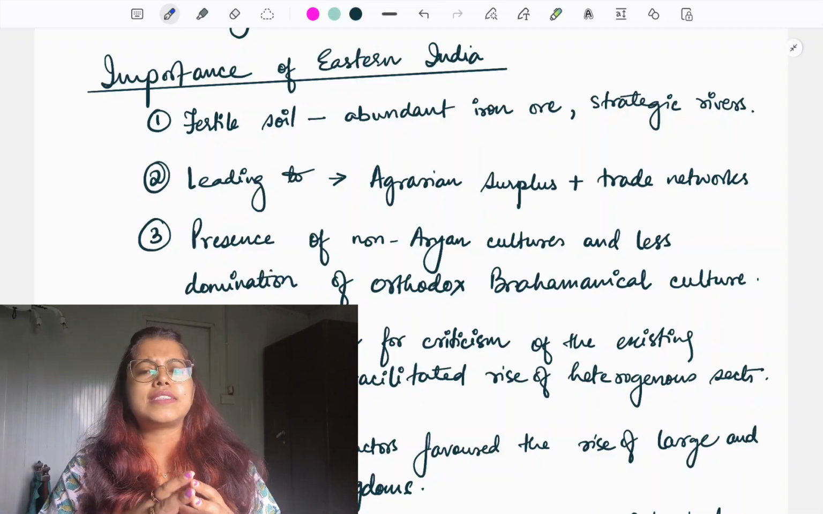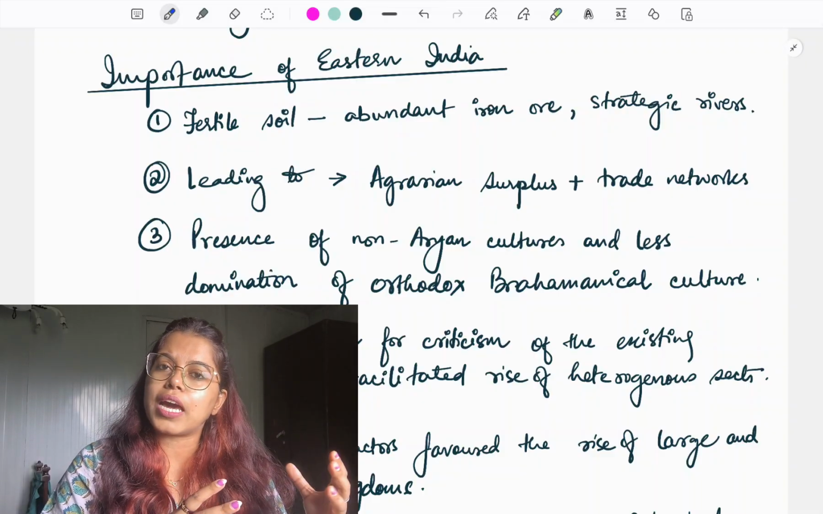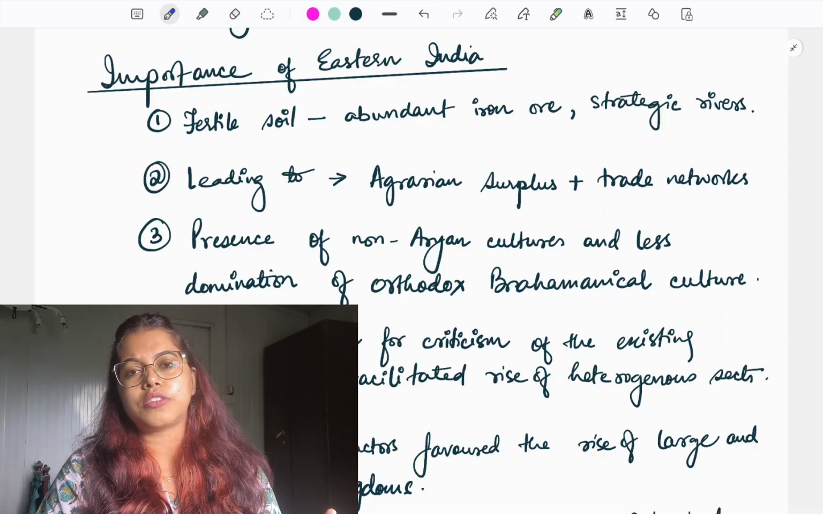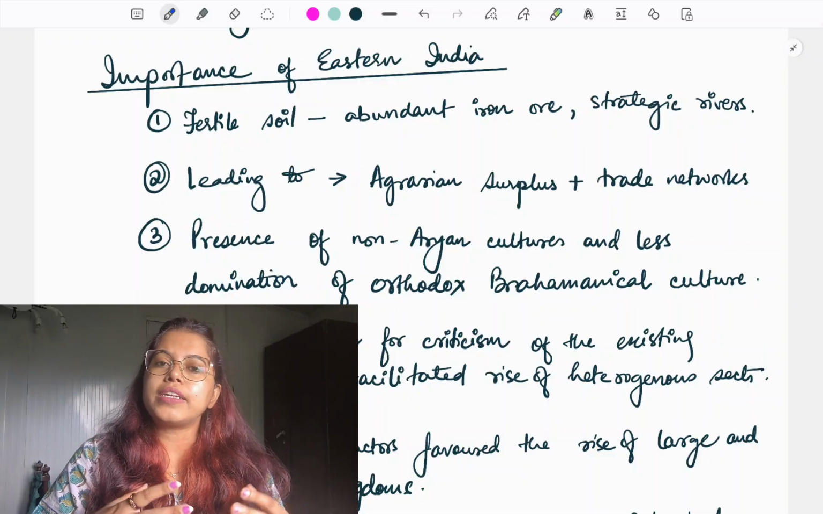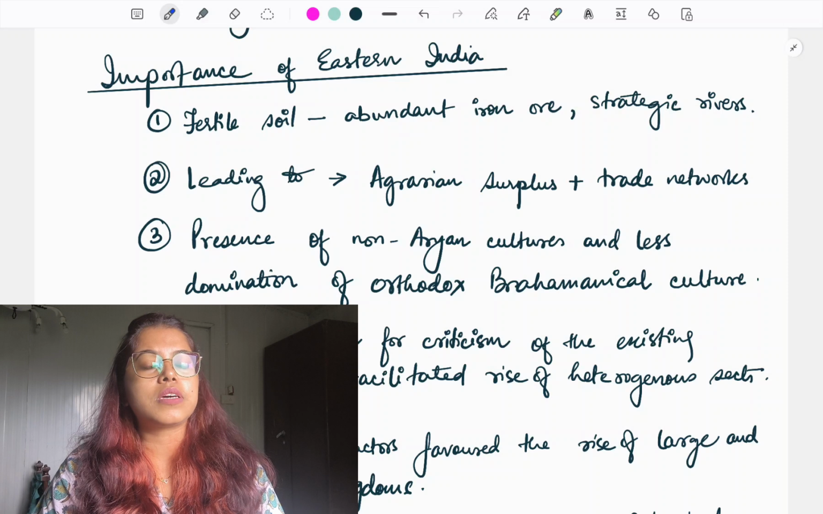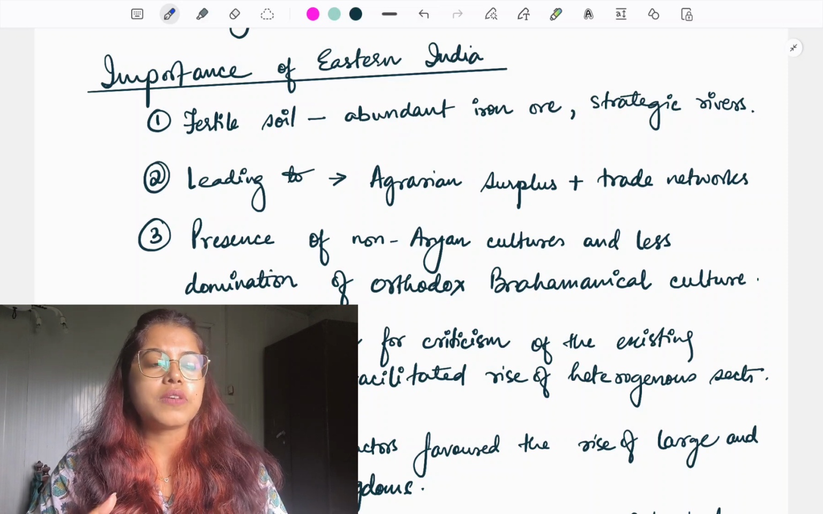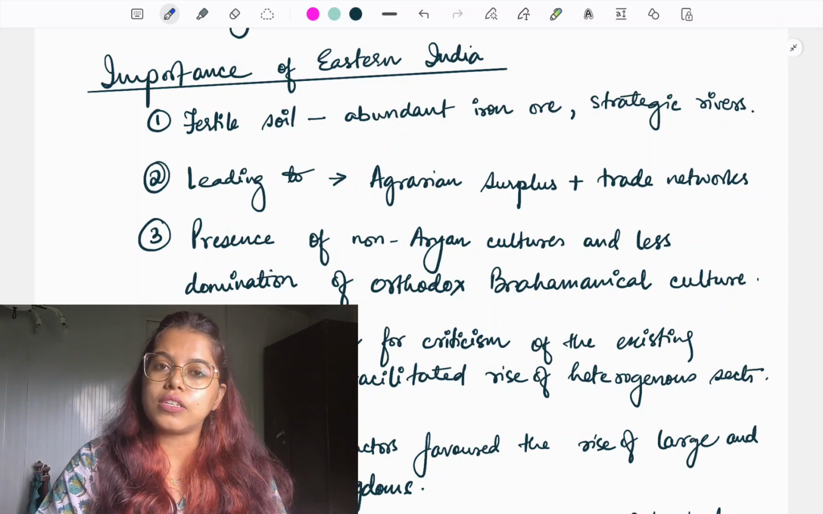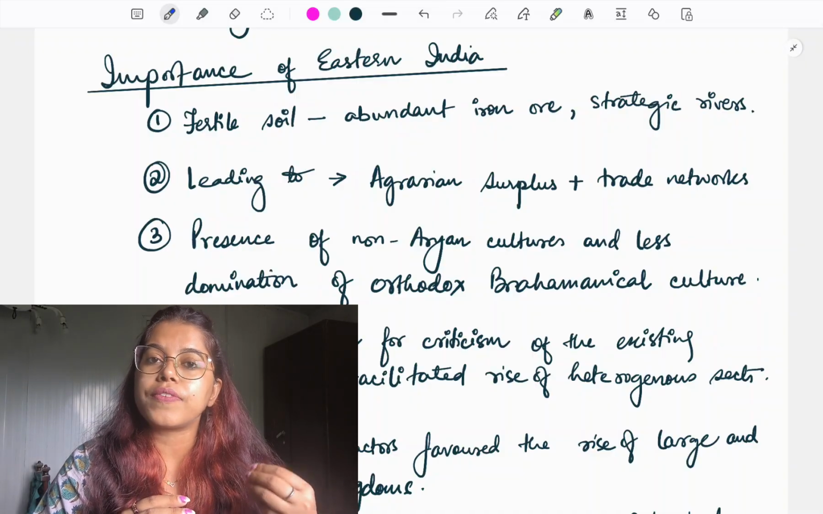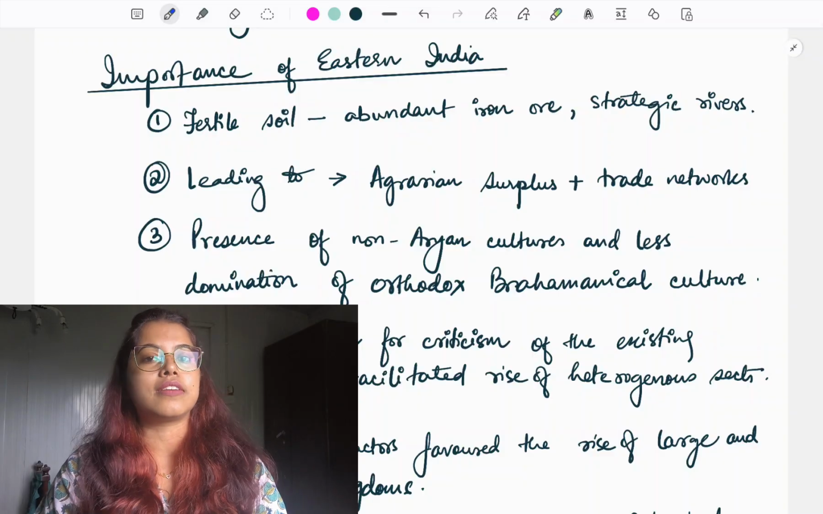As a result, there were several socio-economic challenges happening in the eastern part of India, and we are going to cover it in this topic itself. But right now, understand the importance of Eastern India. And as I told you, there were also some non-Aryan cultures in Eastern India. So as a result of the presence of non-Aryan cultures, there is much more freedom of expression to criticize the Aryan culture.